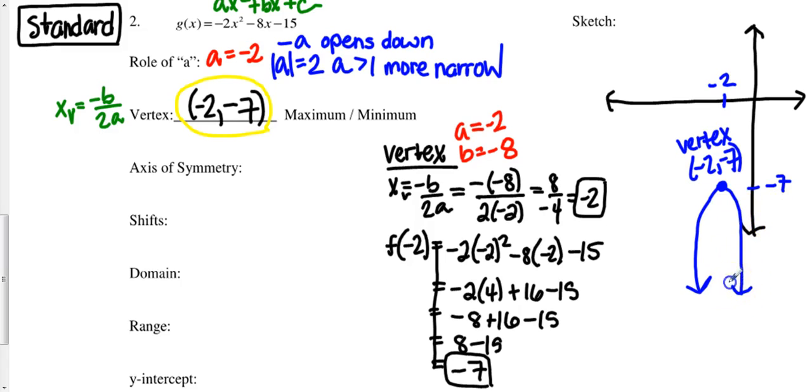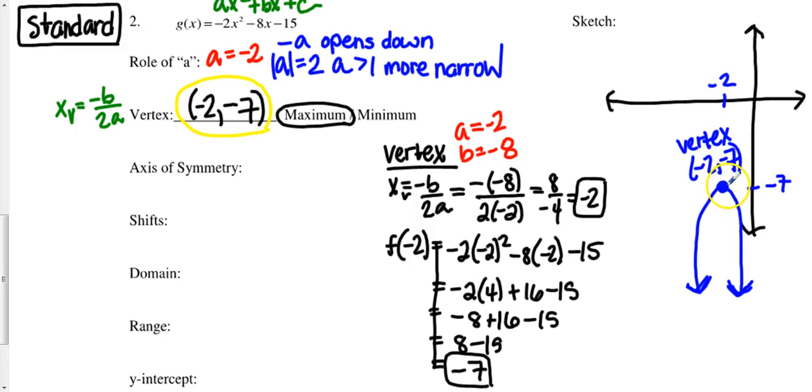So looking at this graph, is this creating a max or a min? I'm hoping we're saying maximum, and you would be right, because it's literally the highest, the largest XY ordered pair on the graph. So it is the maximum.